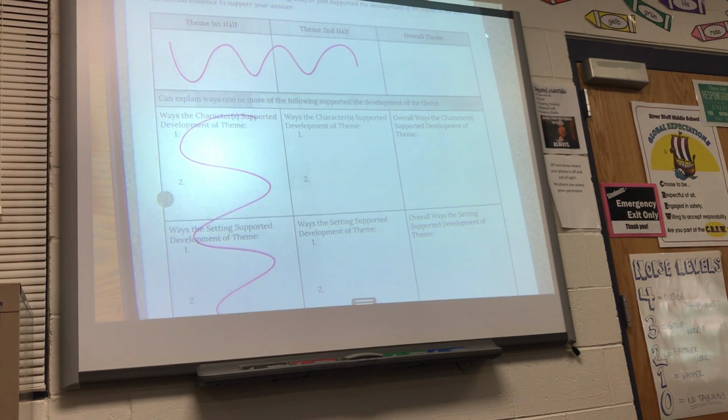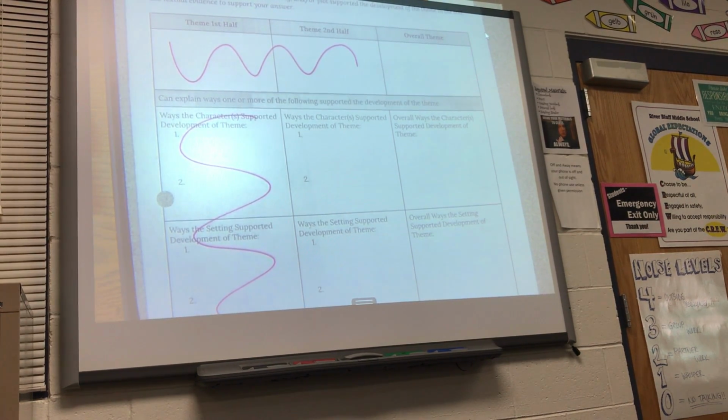You did this in packet 3. It's saying how the character, setting, or plot affects the theme. Yeah. So it's asking you, how do the characters, how does the setting, how does the plot help us to understand the theme of the text?